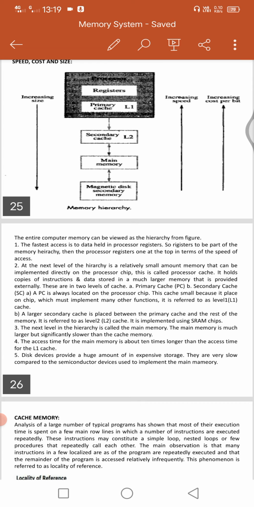At the next level of the hierarchy is a relatively small amount of memory that can be implemented directly on the processor chip, which means there is no need to go to main memory each and every time. In general, whatever data the processor requires, it first checks registers, after that cache memory, after that main memory. If the data is not there in main memory, the next level is secondary memory. In that manner the processor accesses the data.